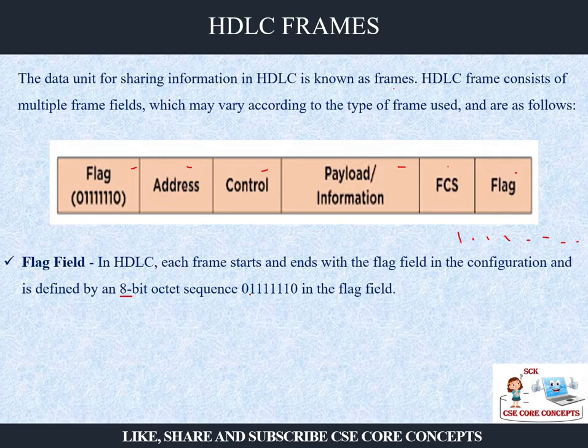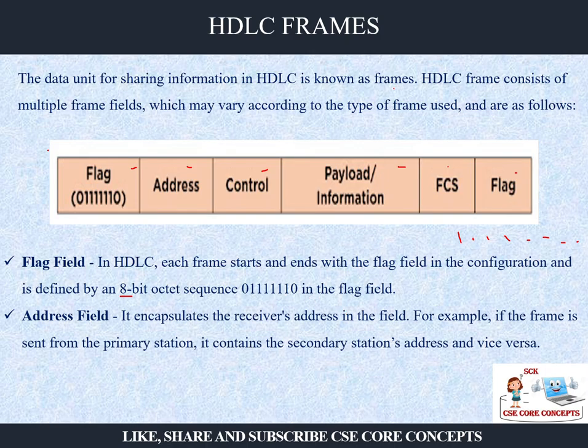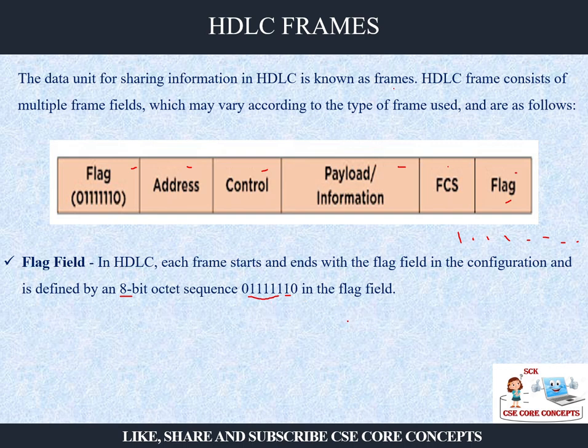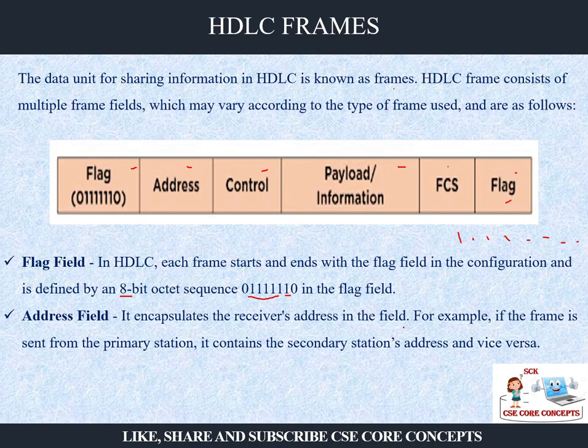This is the sequence. It starts with a 0, then there are 1, 2, 3, 4, 5 and 6 ones, and then again a 0. Whenever you encounter such a pattern, you understand that this is a flag field. This is the starting of a frame, or it can be the ending of one frame. When you have two consecutive flags, one after the other, then you understand that this is the ending of one frame and the next flag is the starting of the next frame.